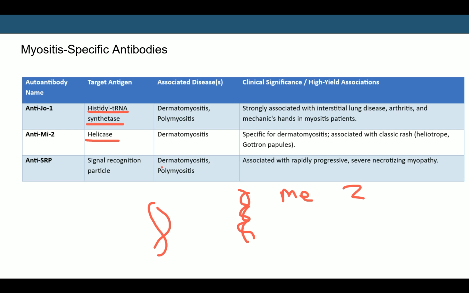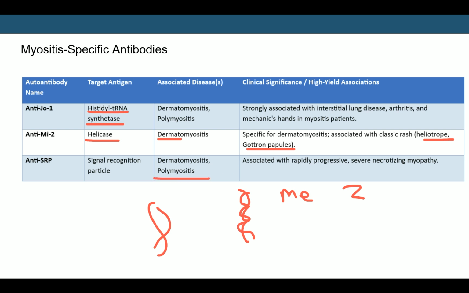It's associated with rapidly progressive and severe myopathy. So then how can I differentiate between dermatomyositis and polymyositis if all of these, anti-Jo1, which is the anti-synthetase, anti-Me2, which is the helicase, and anti-SRP, can be positive in both? Well, you differentiate between them from the name. Derm means skin. So if you see the heliotrope and Gottron papules, if you see skin findings, then it's dermatomyositis.